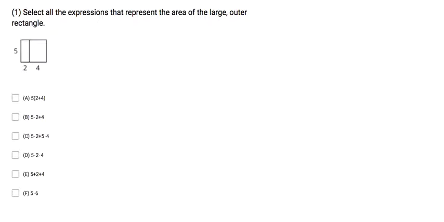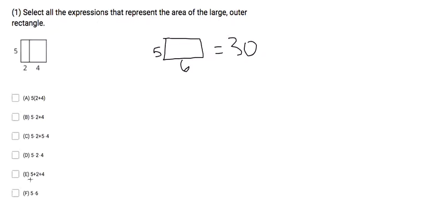Number 1, select all the expressions that represent the area of the large outer rectangle, meaning the outside piece here. So the first thing that we can realize is that the bottom here is just going to be 2 plus 4. So we pretty much have a rectangle that's 5 by 6. So our area of that large outer rectangle is just length times width, so 5 times 6, which equals 30.